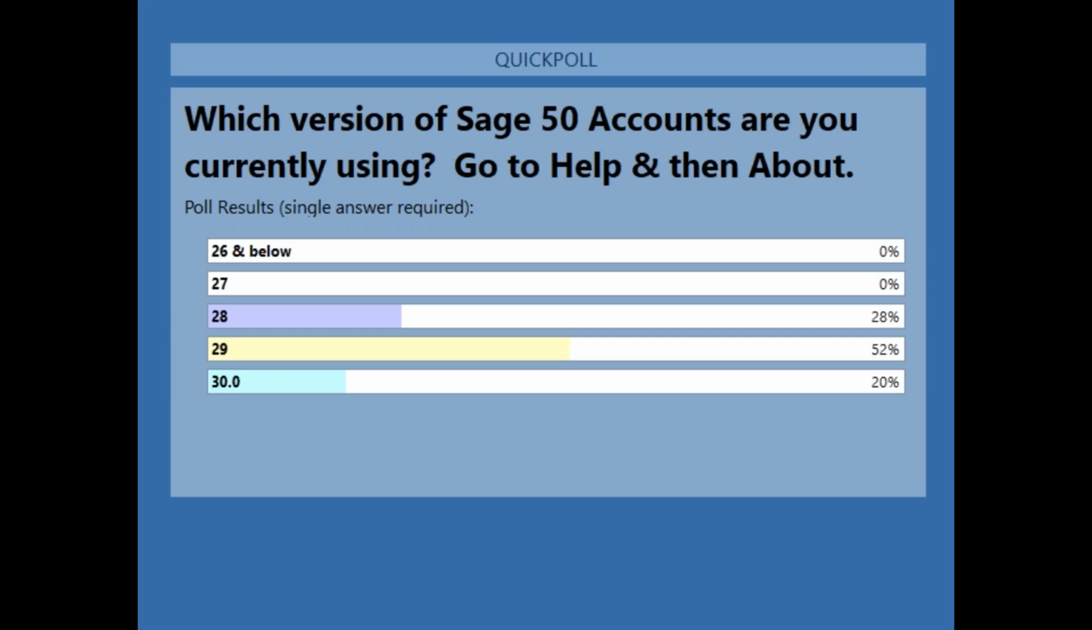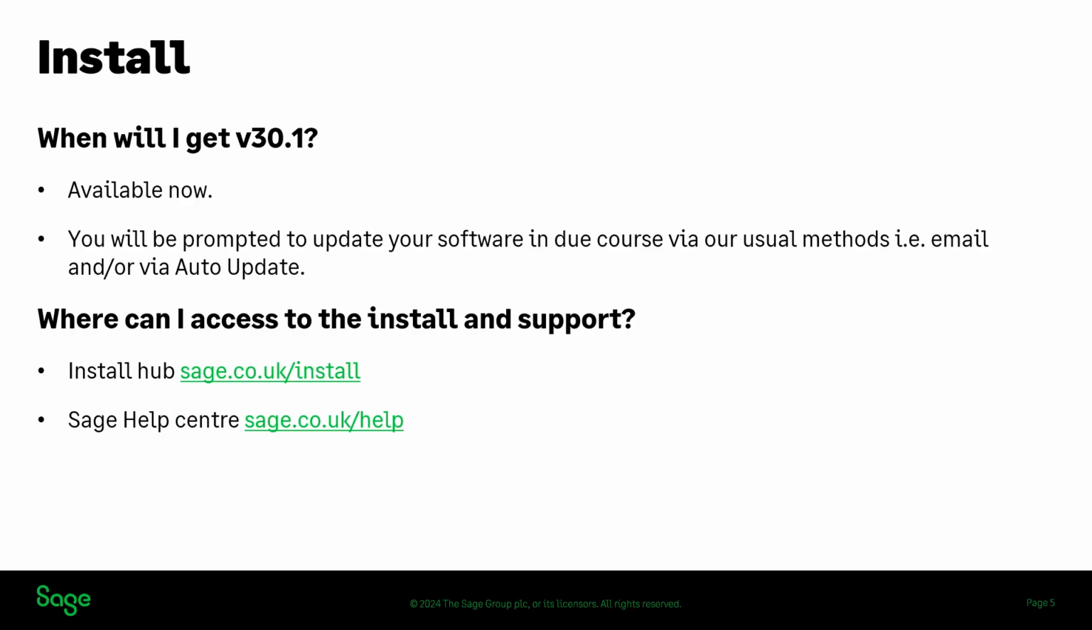Okay, so as you can see, we've got no one that has voted on version 27 or below. We've got 28% of you on version 28, 52% of you on 29, and 20% of you already on version 30. So it's really great to see that a lot of you are already on the later versions of the software. Okay, so what I'll do is I'll hide that poll down and we'll get straight into it.